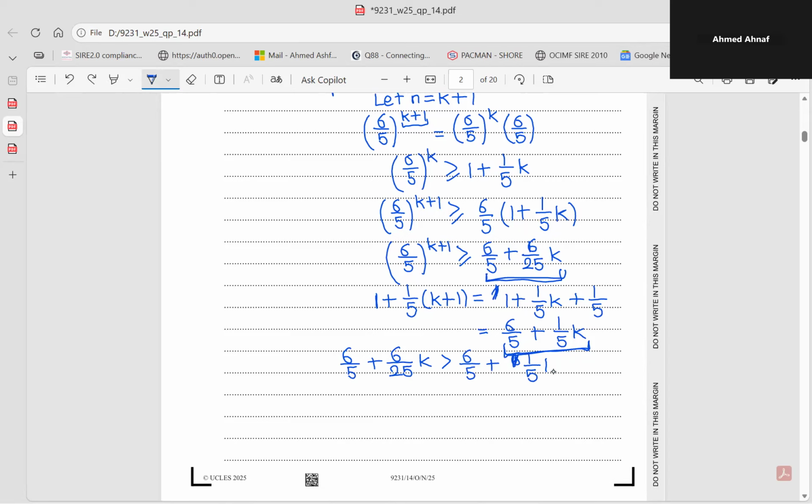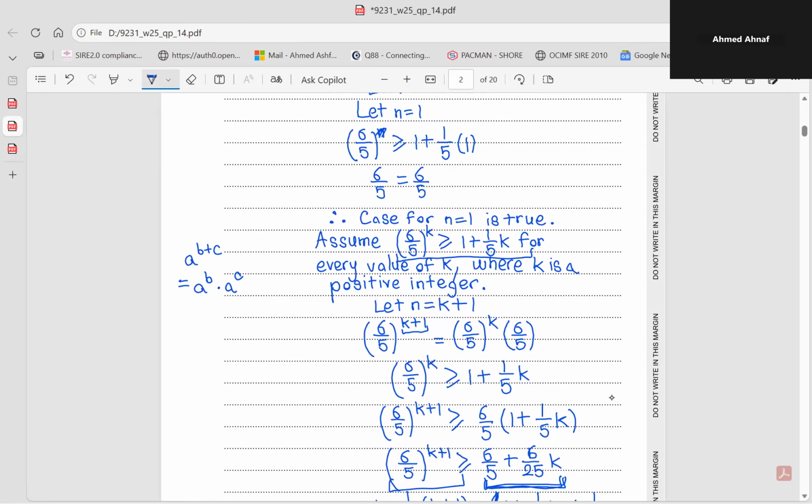Wait, actually, I don't think I should write that. Let's just write it in the unsimplified form. So this is obviously just more than 1 plus 1 over 5 times k plus 1. By using a bit of logic, we've already decided that this is bigger than this. So obviously that would make 6 over 5 to the power of k plus 1 more than 1 plus 1 over 5 bracket k plus 1.